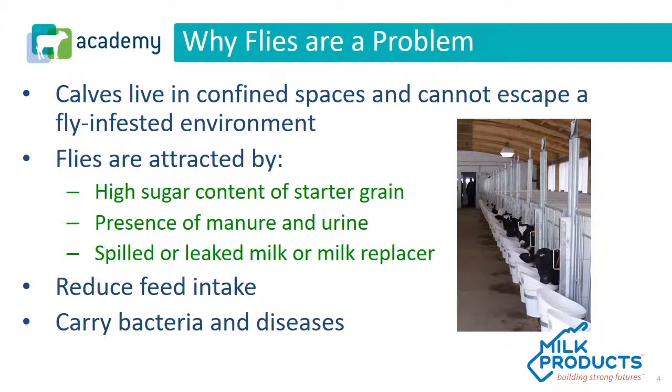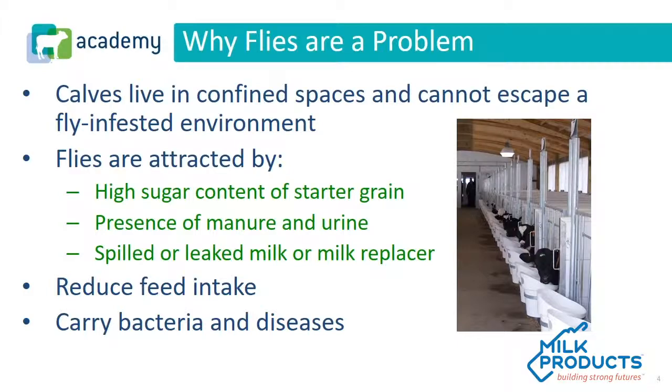Flies are a particular problem in calves because calves often live in a confined space and cannot escape a fly-infested environment, versus cattle on a pasture. Flies are attracted by the high sugar content of starter grains. The presence of manure and urine in milk-fed animals is particularly attractive to the flies. And spilled or leaked milk replacer in front of the calves is a productive breeding ground for flies.